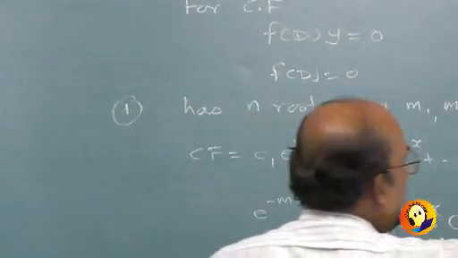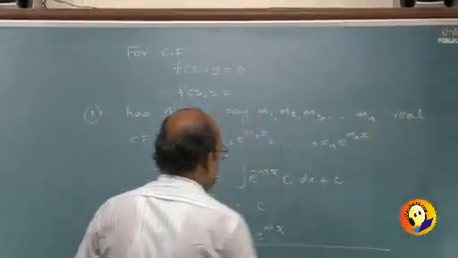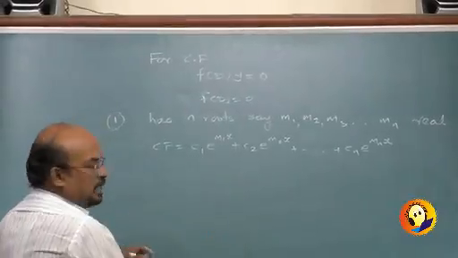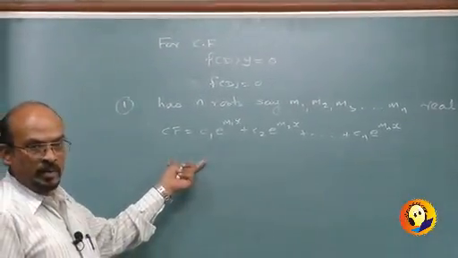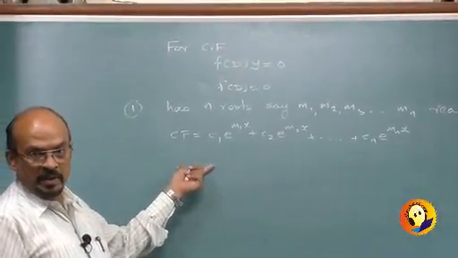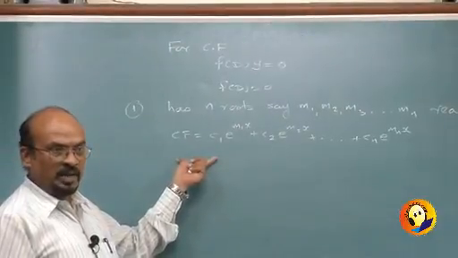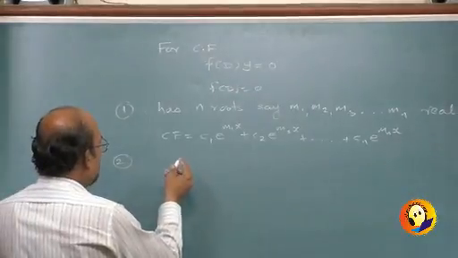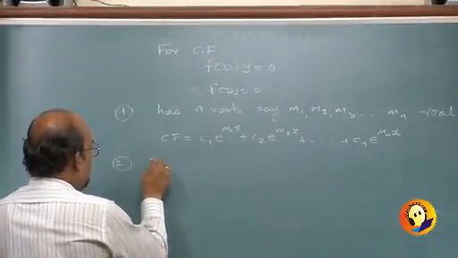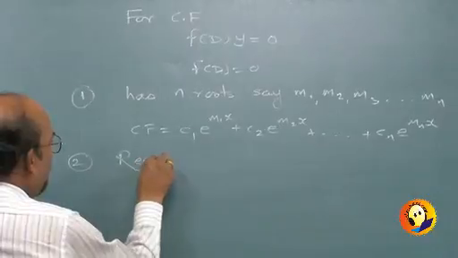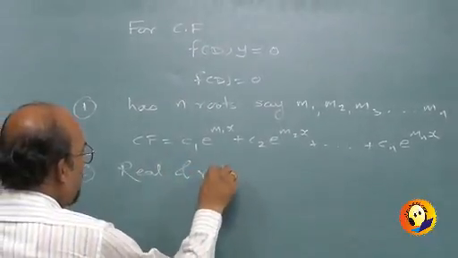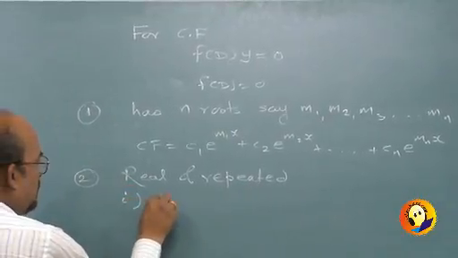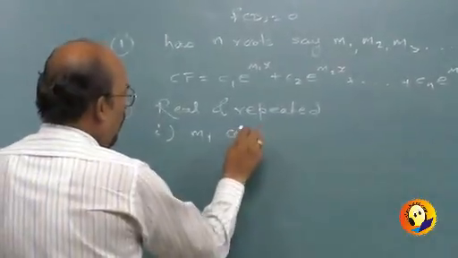When these are all real roots, it is just the generalization of the formula. Formula number 1 for finding CF. So we need to find the roots of f of D equal to 0. Formula 2, we can now very well speed up. Say roots are real and repeated. In that case, part 1, suppose m1 occurs twice.